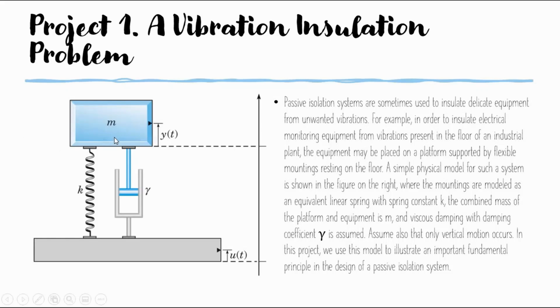So we have the mass right here denoted by M, and its displacement is denoted by y of t. The displacement of the industrial floor is denoted by u of t from some reference frame. We also have the spring denoted by k, the spring coefficient, and we also have the damping coefficient denoted by gamma.